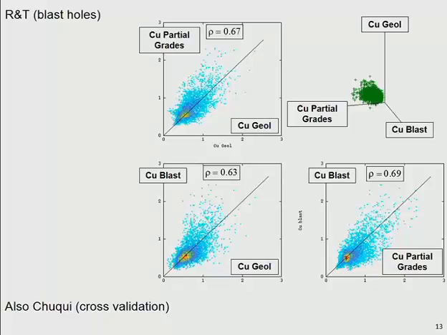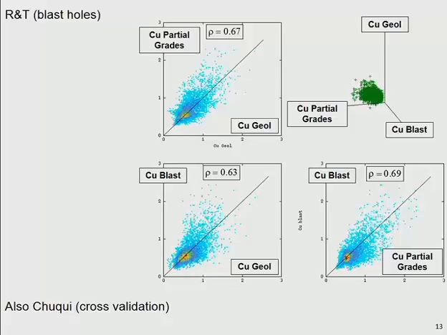But the most interesting scatter diagram is this one, because you see that between both methods, you have also a correlation coefficient which is not so important. And what does it mean? It means that the truth is not this one. It's not the geostatistician, the stupid geostatistician who doesn't know anything in geology. It is not the geologist neither. It is between.